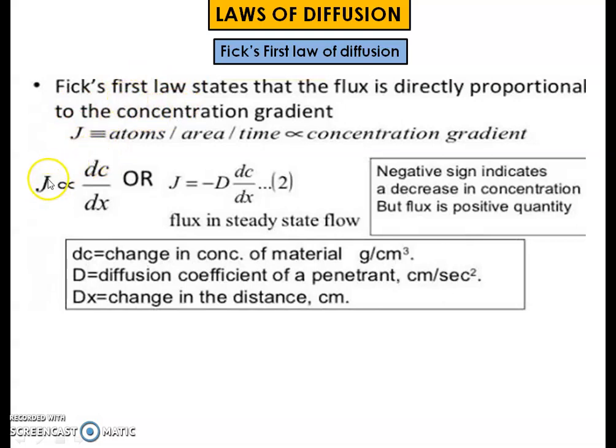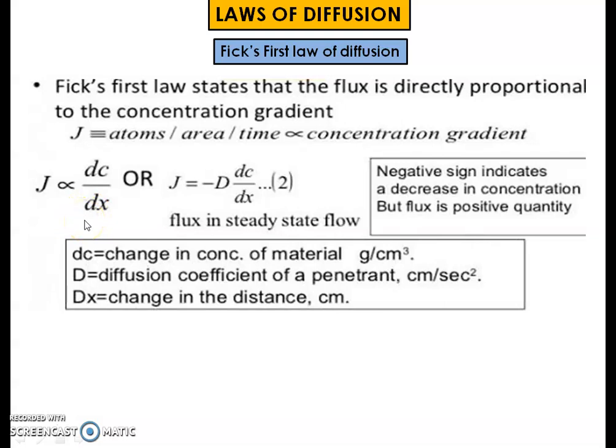It says that J is proportional to dc by dx. dc by dx is nothing but the concentration gradient. So what is dc and what is dx? dc is the change in concentration of material. What is the higher concentration and what is the lower concentration? The difference between them is dc. The more the difference, the more the flux. And dx is the change in distance, meaning the distance the particle has to travel.